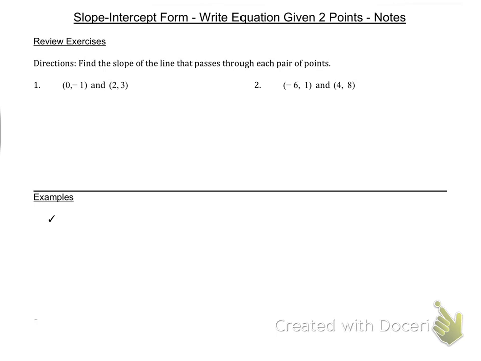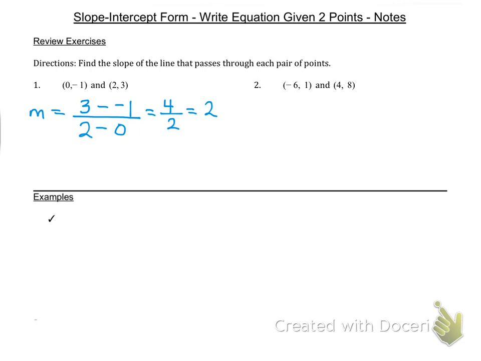So for number 1, we're going to do y2 minus y1 over x2 minus x1. So I'm going to do 3 minus a negative 1 over 2 minus 0. 3 minus a negative 1 is 4, and 2 minus 0 is 2. If we simplify that, 4 divided by 2 is 2.